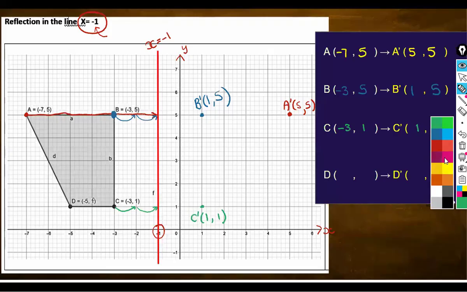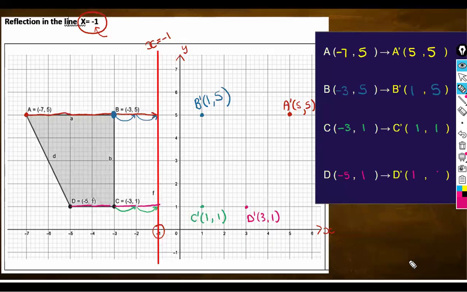Let's do D, right? D is how much? 1, 2, 3, 4. And then you hit the mirror. So he will be 4 on the other side as well. 1, 2, 3, 4. And he looks like 3, 1, right? So the original D was minus 5, 1. And now he becomes 1, 1.